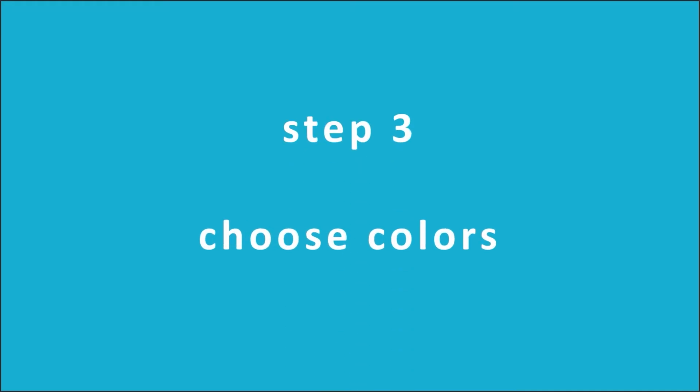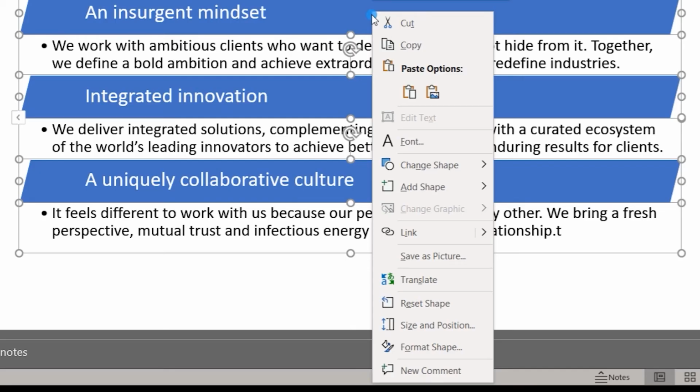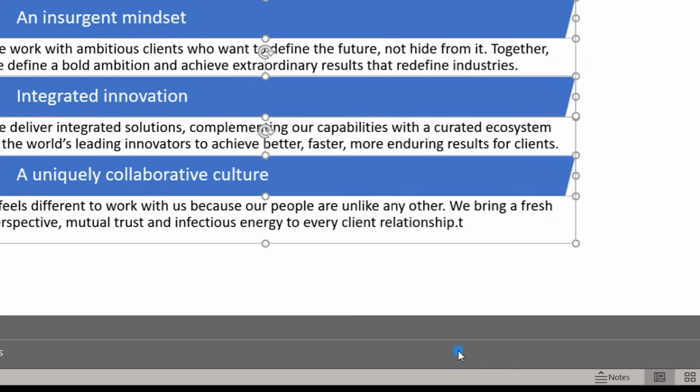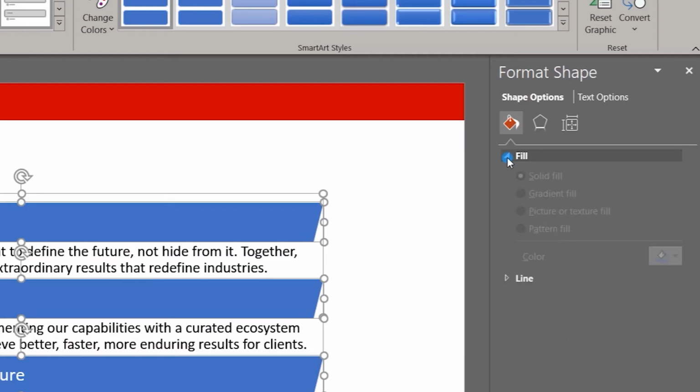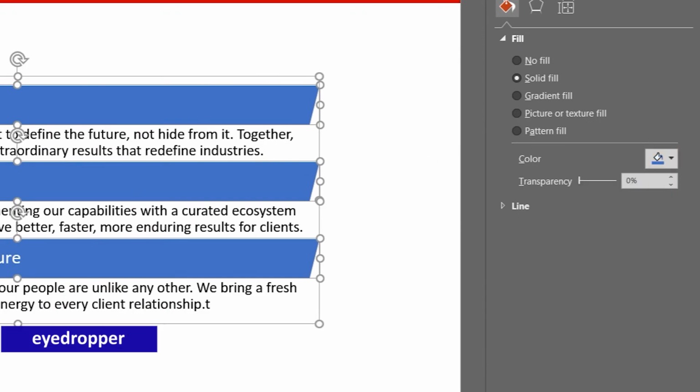Step 3. Choose colors. Generally, the main color can be consistent with the color of the logo or template. How to do that? It's very simple. Select the places you want to modify. Find the color picker in the color fill, and click on the logo or template.